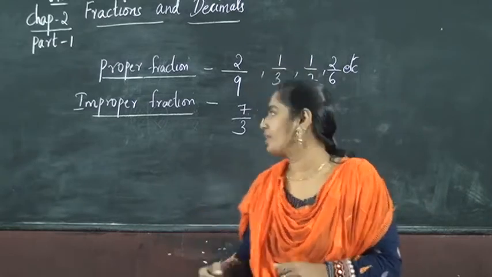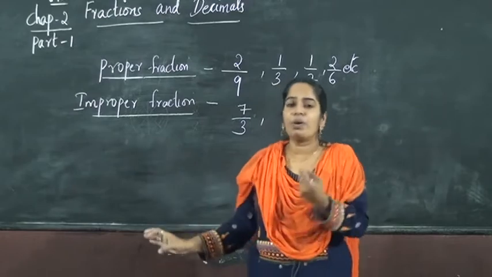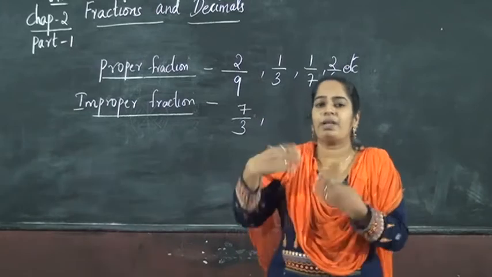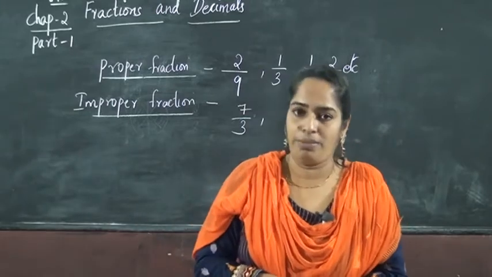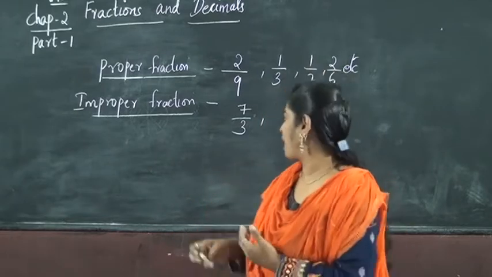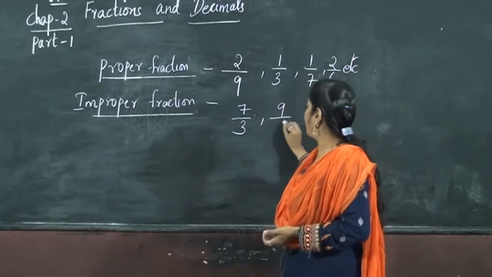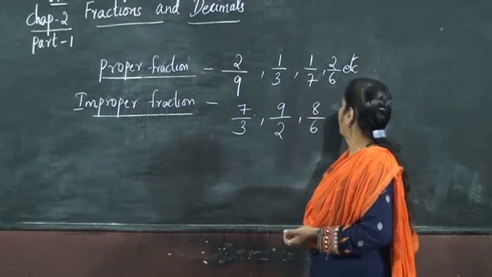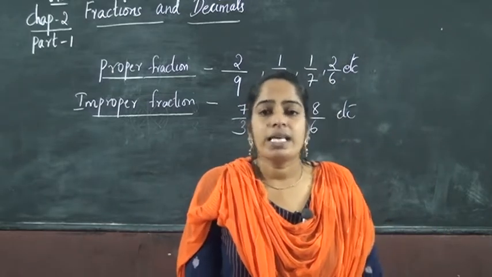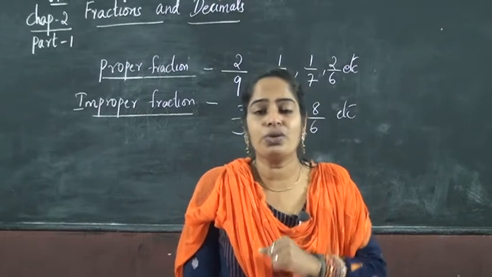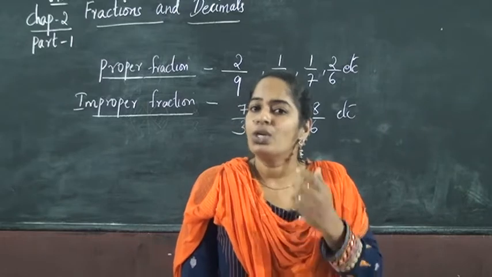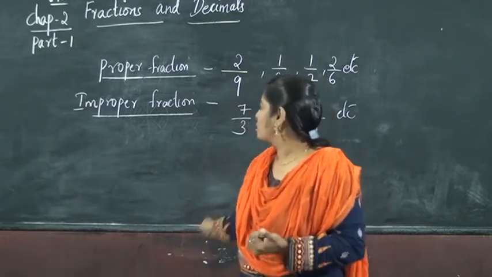This is known as an improper fraction. Improper fraction means the numerator will be bigger than the denominator. So don't get confused between proper fraction and improper fraction. When we write 9/2 or 8/6, these are known as improper fractions. Proper fraction means the numerator is less, and improper fraction means the numerator is greater. Okay.